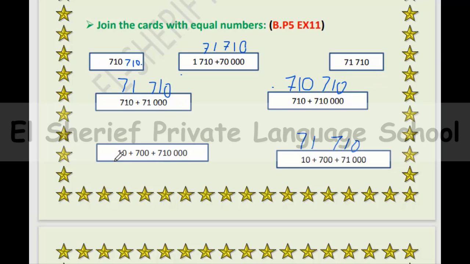Okay, we add simply as we know, as we studied before. Okay, so we will get 710,710. Okay, we will match the same numbers together. Here we have 710,710. We will join it with this number. Okay, and here we look for 710,710. Okay, match.